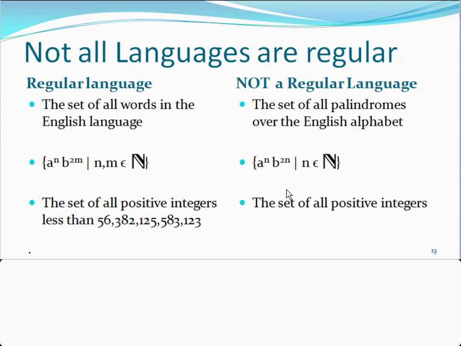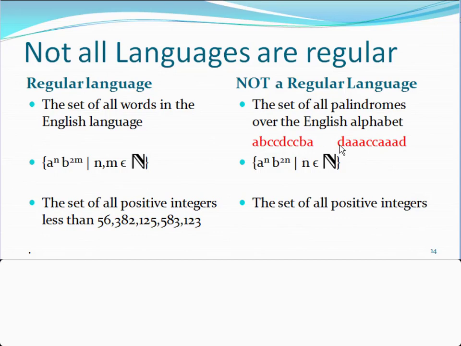Now, even though we said a lot of languages are regular, not all languages are regular. So I said the set of all words in English language is regular, but the set of all palindromes over the English alphabet is not regular. And I'm sure you remember a palindrome is a word that reads the same way backwards and forwards, right? So here I've got A, B, C, C, D, and then it goes backwards C, C, B, A. So I read it either direction, it's the same, I hope.